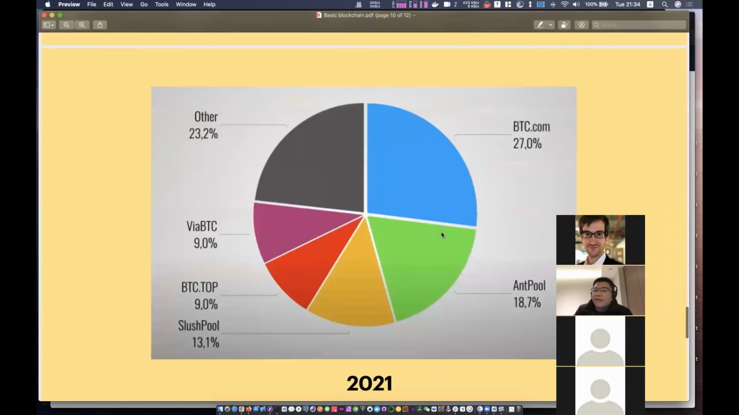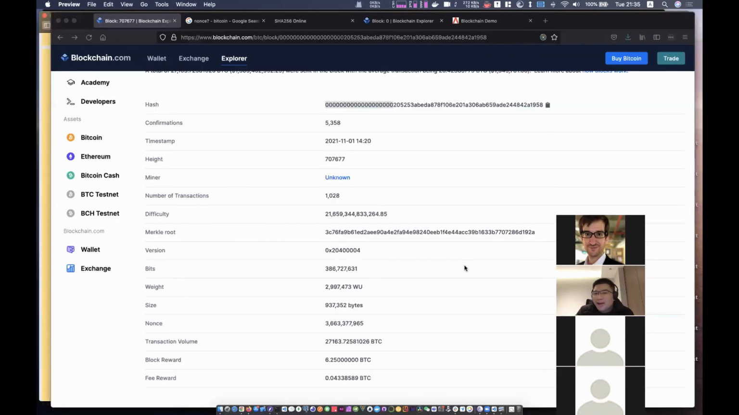And this is a fun fact that right now, this is the ratio for the miners. BTC.com 27%, F2Pool 80.7%, Slush Pool 13.1%, BTC.top 9%. And you can see it's not that many players that create the mining farms. Okay, and let's come to the fundamentals.